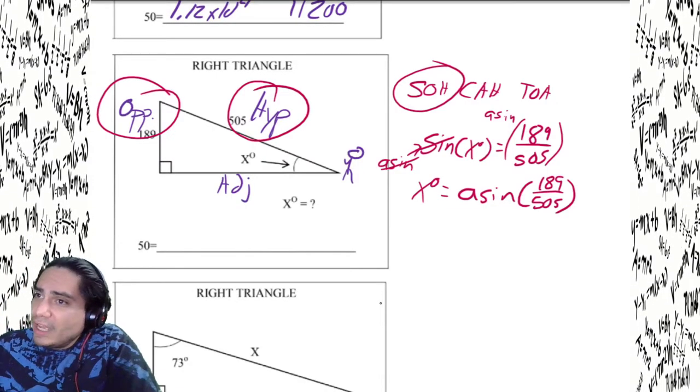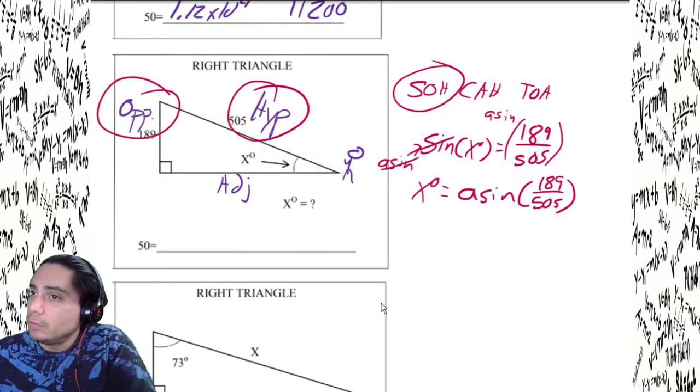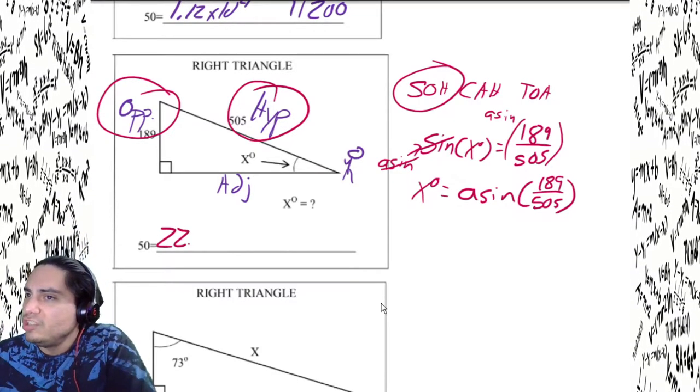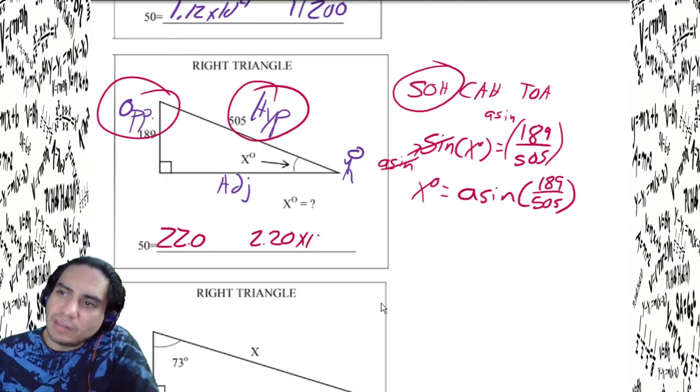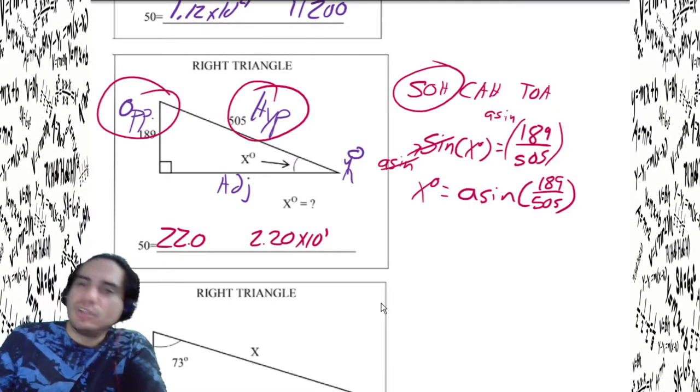But anyways, we got a good answer here. And that is very reasonable: 22.0, or 2.20 times 10 to the first. Okay, what's a reasonable answer for the angle?